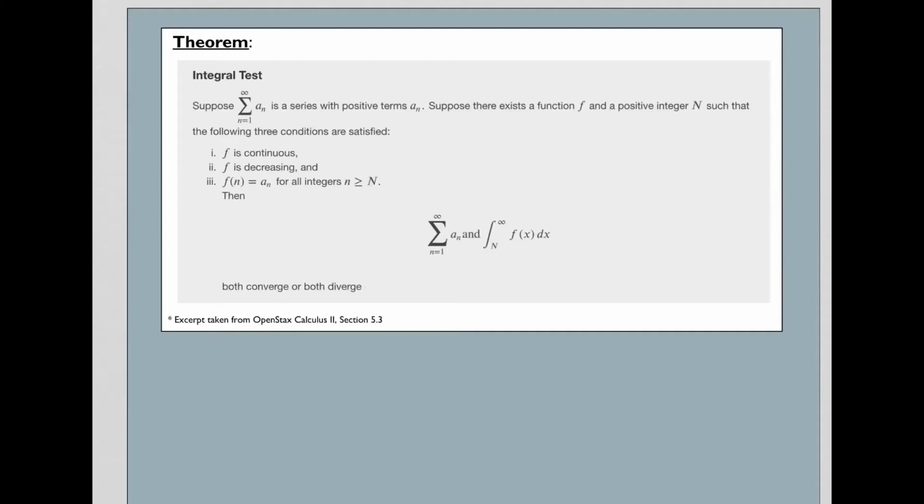If those three conditions are satisfied, then the infinite series n equals 1 to infinity of a sub n and the improper integral capital N to infinity of f of x dx will either both converge or both diverge. To determine the convergence or divergence of an infinite series, all we have to do is look at the corresponding integral of a function that corresponds to those terms.